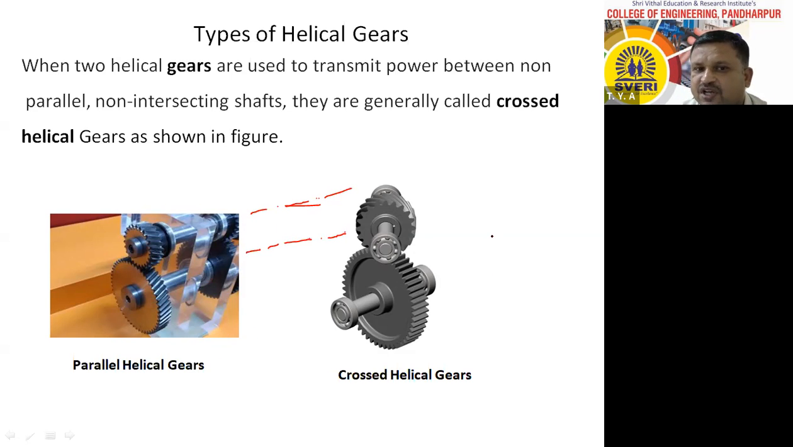Now next is crossed helical gears. Crossed helical gears means what? Axes of the shafts are neither parallel to each other, nor they are intersecting with each other. Means like this will be there. I will draw it like this. See that the axis of this gear is like this, and axis of this gear is like this.